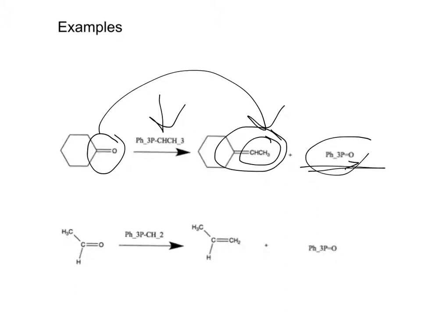For the second example, there's the Wittig reagent here, right, and basically the same thing happens. The oxygen gets replaced by the CH2, and the oxygen then binds to the triphenylphosphine here.